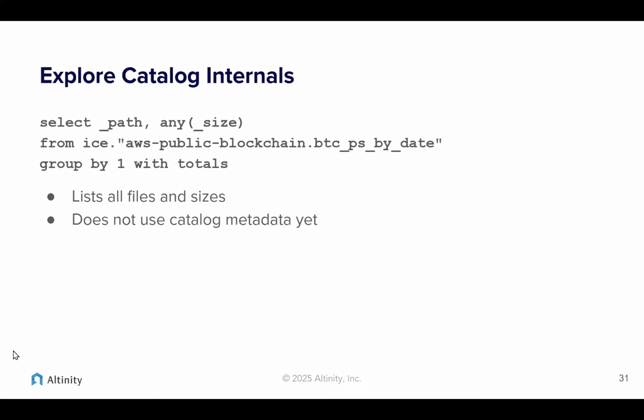So you can of course go to the AWS Management Console and check the size of the bucket, but you can do it from the ClickHouse side. Currently, it doesn't use catalog metadata, which is a bit of a shame. But this data about all paths and sizes is already cached and stored in the metadata. So in the future, we will add some extra logic to extract it as fast as possible.